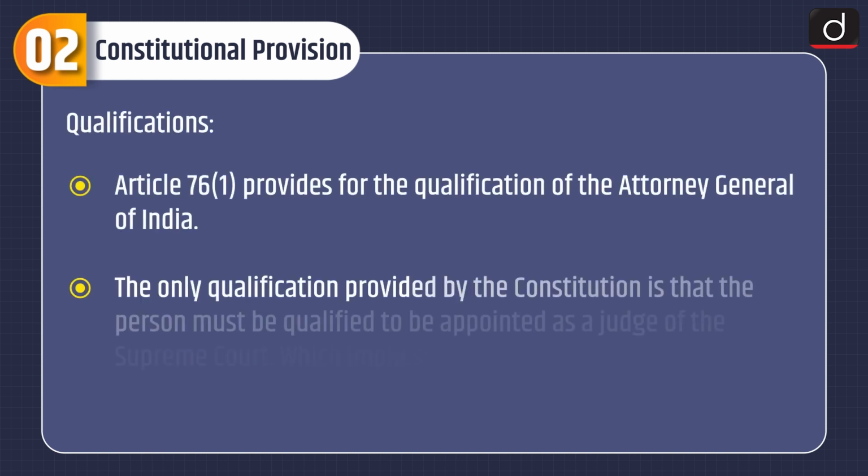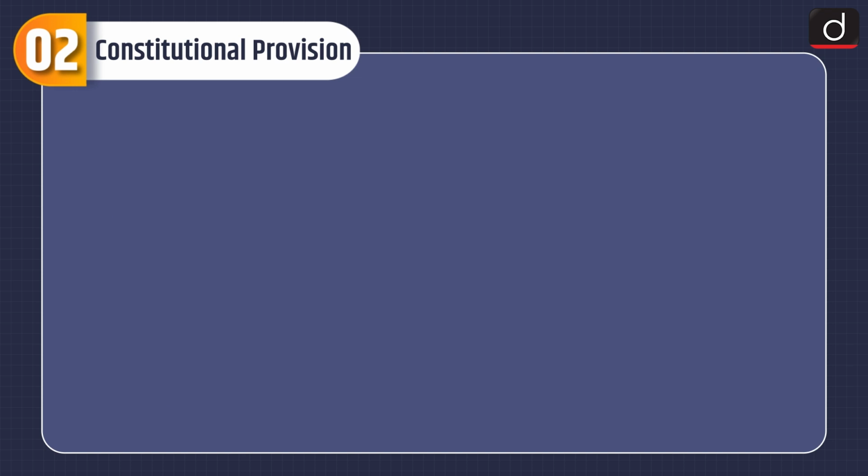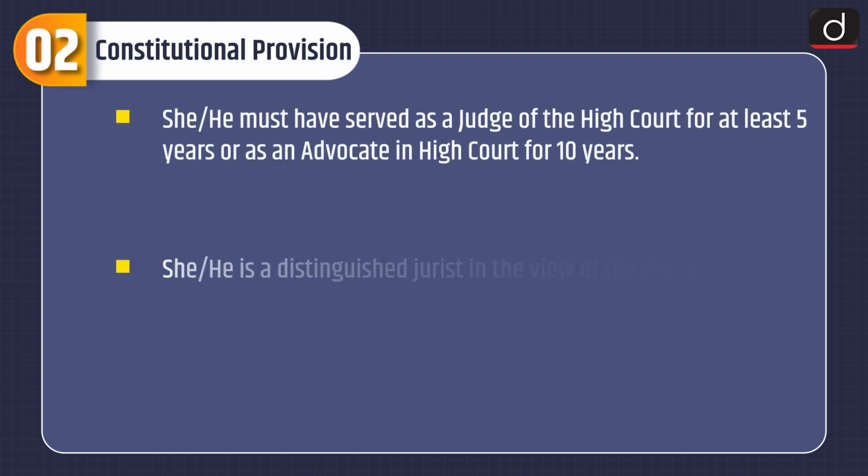Next is qualifications. Article 76(1) provides for the Attorney General of India. The only qualification provided by the Constitution is that the person must be qualified to be appointed a judge of the Supreme Court, which implies he or she must be a citizen of India. He or she must have served as a judge of the High Court for at least 5 years or as an advocate in High Court for 10 years. And he or she is a distinguished jurist in the view of the President.